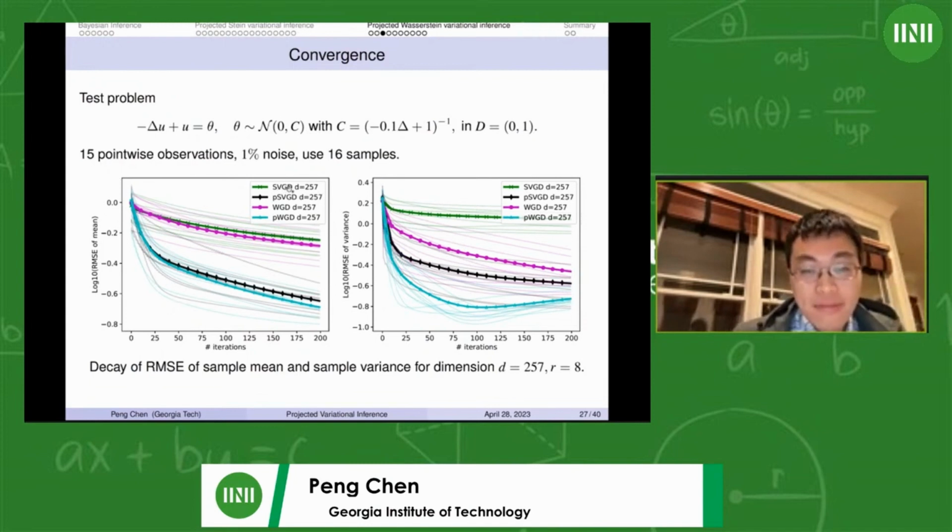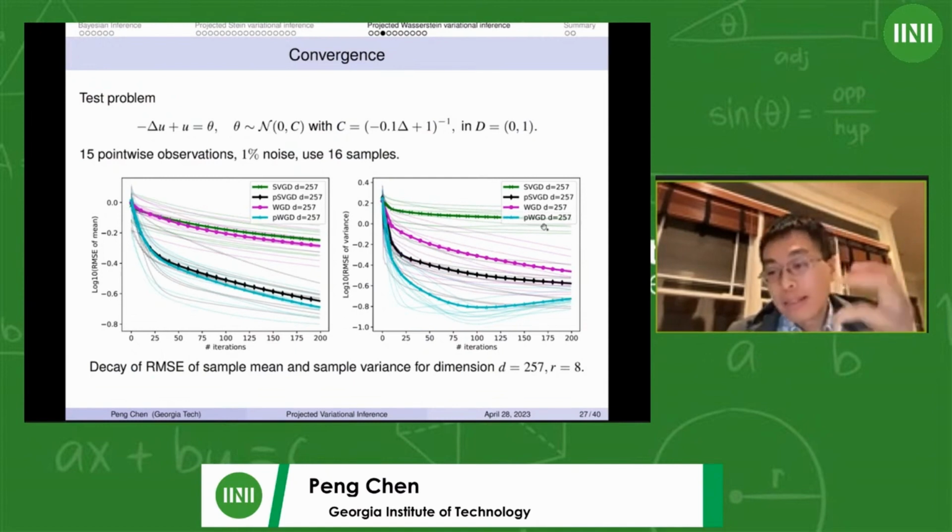And we have SVGD, PSVGD, Wasserstein gradient descent, and projected Wasserstein gradient descent in dimension 257. As you can see here, in high dimensions, our projected version converges relatively fast compared to the unprojected versions. And this is the number of iterations for the algorithm. And on the right, you can see more evidently that PWGD converges much faster than SVGD, and it also achieves a smaller error, measured by the root mean square error.